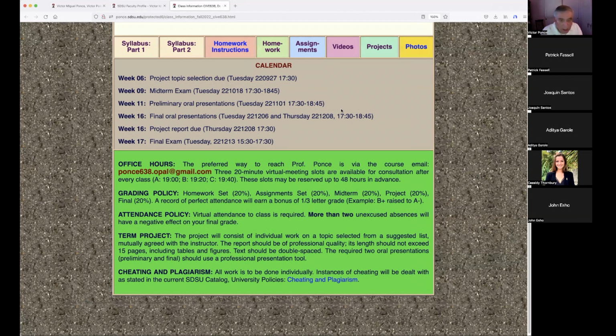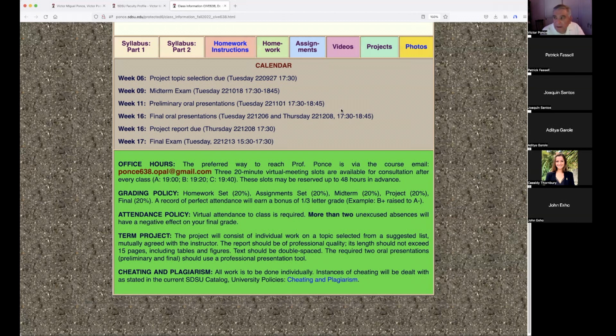Attendance we already covered. Term project. The term project will consist of individual work on a topic selected from a suggested list, mutually agreed with the instructor. The report should be of professional quality. Its length should not exceed 15 pages. Not more than 15 pages. I don't want 17 or 20 pages. I don't want to read a huge report. If you can't make it in 15 pages, you won't be able to make it. Text should be double-spaced. It requires 2 oral presentations. Use a professional presentation tool.